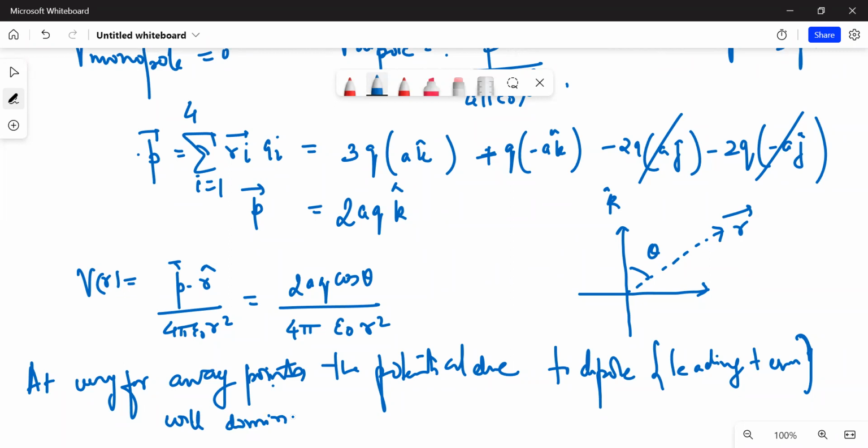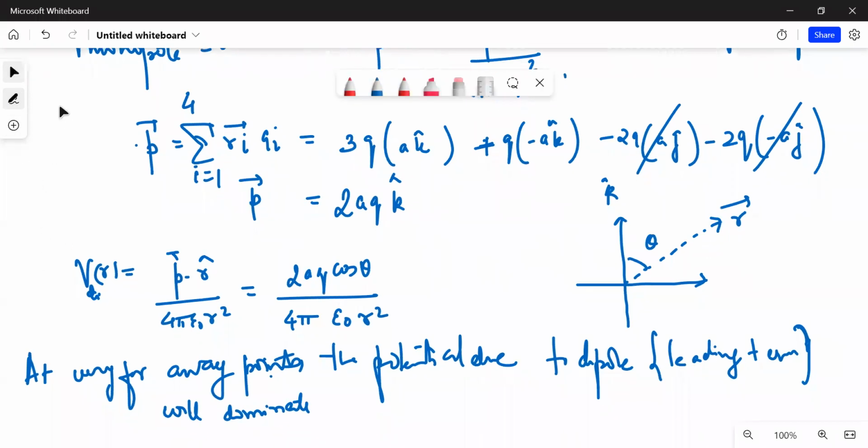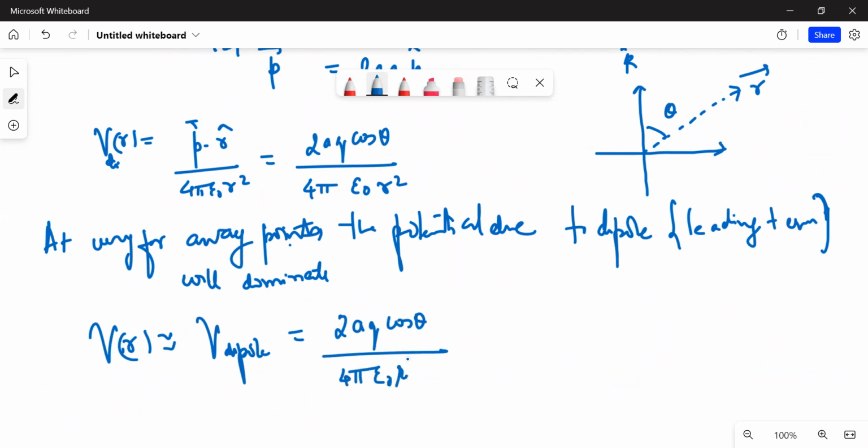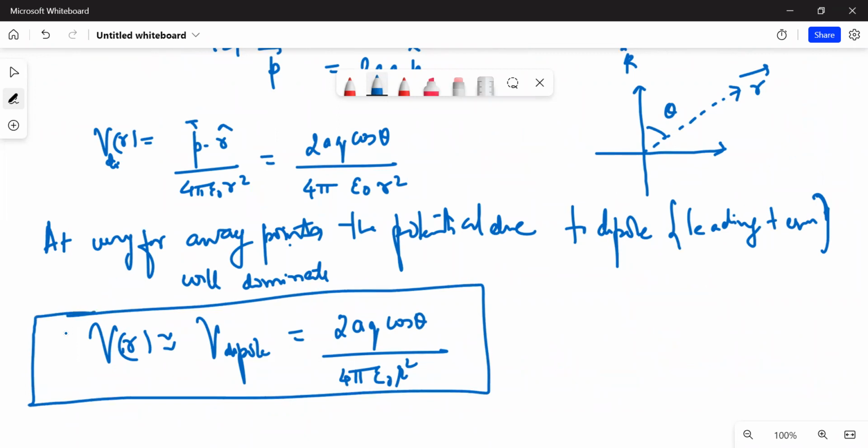Is that clear? So potential in general, here it was the potential of a dipole, I write. So the approximate potential would be equivalent to the leading term. So the approximate potential as a function of r would be equivalent to V dipole, and that V dipole is given by 2aq cosine theta divided by 4 pi epsilon naught. I hope it is clear. Is that clear?